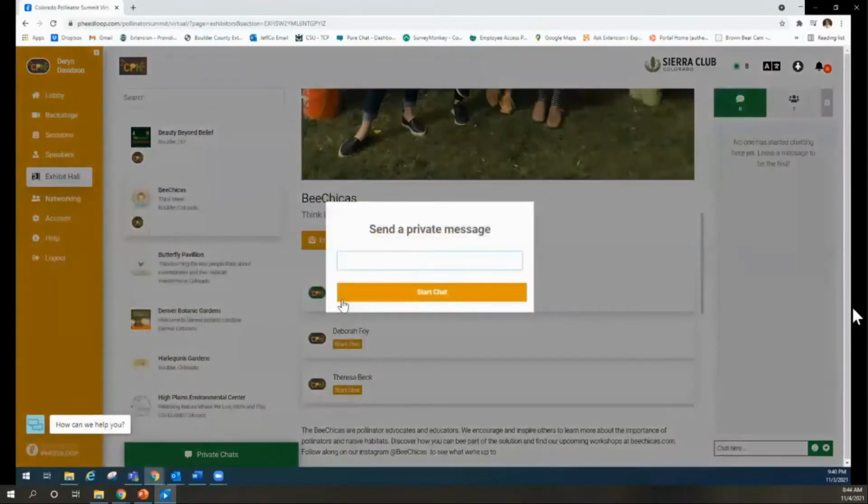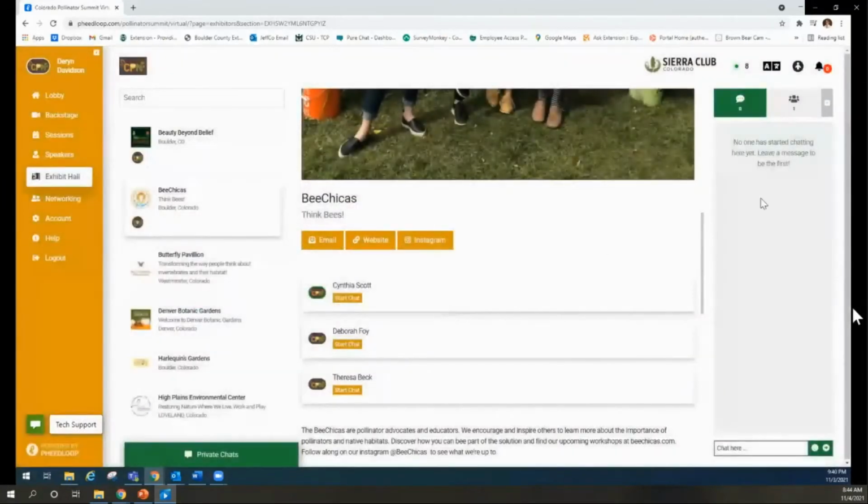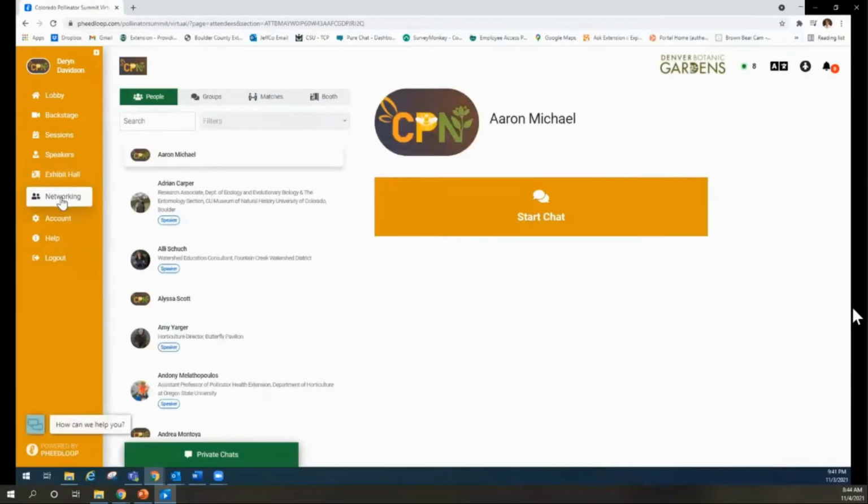So you simply click Start Chat. You can start that. You can also, there's this chat bar here on the left, and you can start up sort of a general thread there that everyone can see. But if you want to have a private chat, you can do that here. Then if we move down to the next tab, it's networking. This is where you can see who is in attendance at the summit.